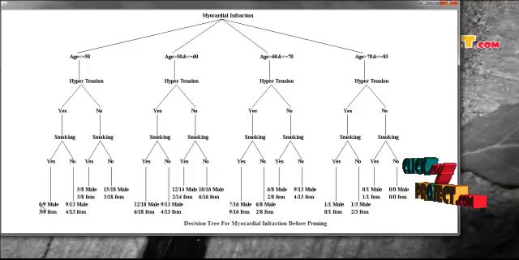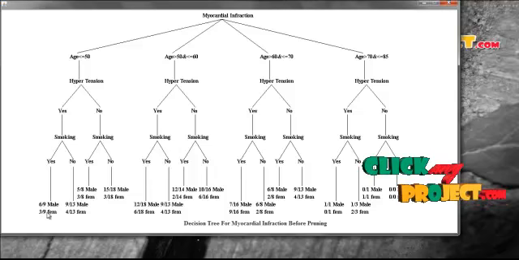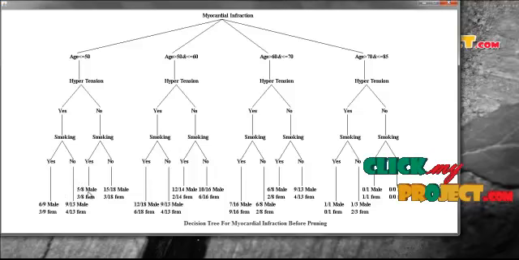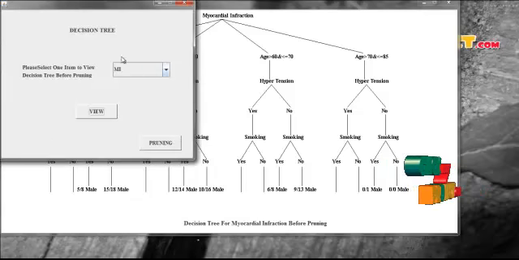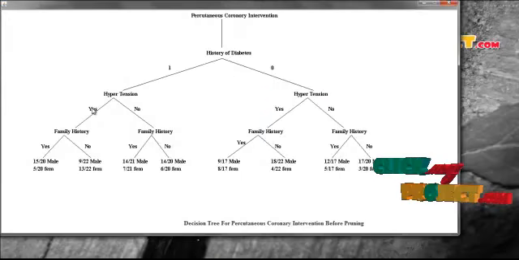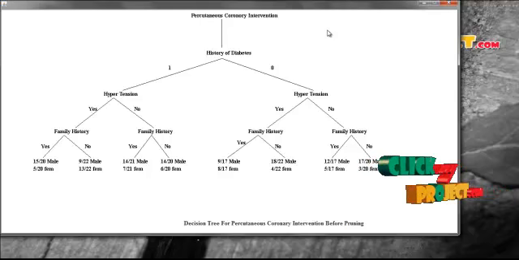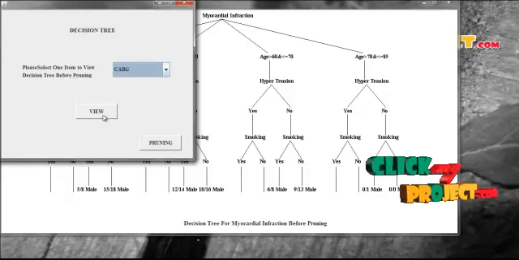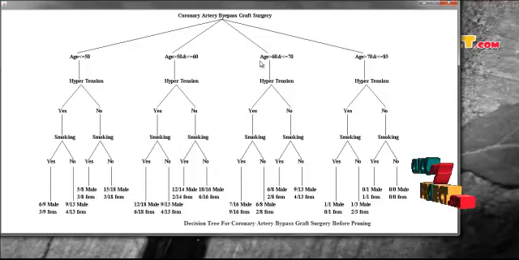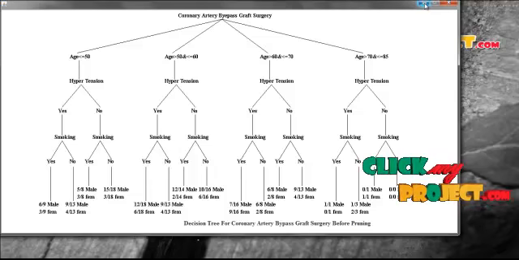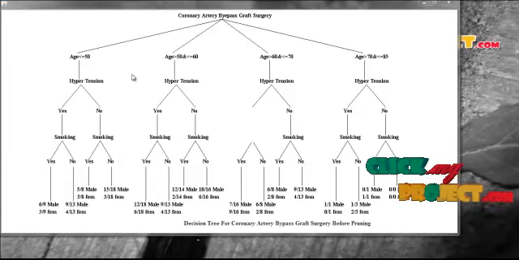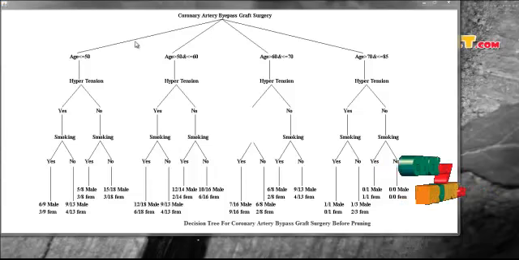Here, there are 6 members in class A and 3 members in class B under the conditions. Likewise, we classify each condition in the data set. Then we are going to view the decision tree for PCI. Here also we classify the decision tree based on the risk factors. Also, we are going to view the decision tree for CABG. The tree is classified under the conditions of CABG. In this tree, we classify the attributes based on the risk factors of coronary artery bypass graft surgery.